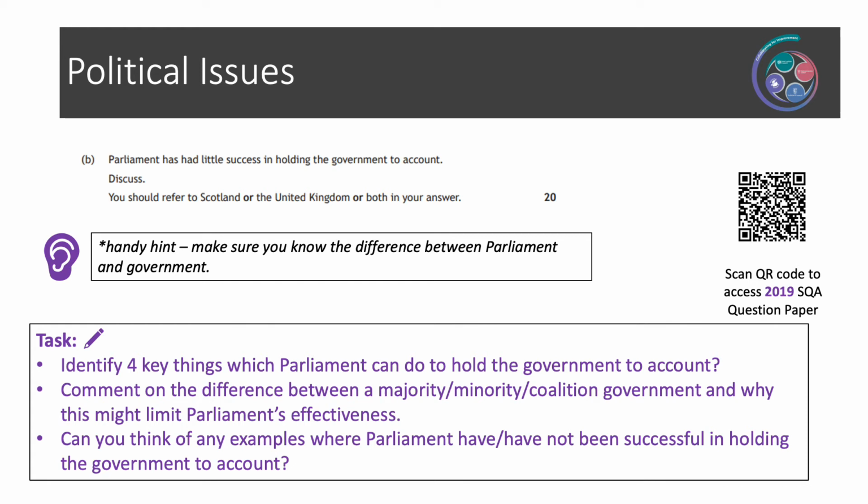We have the tasks in the box below. Pause the video, complete the tasks, and this will give you the baseline for being able to sample your structure for then having a shot at the question.